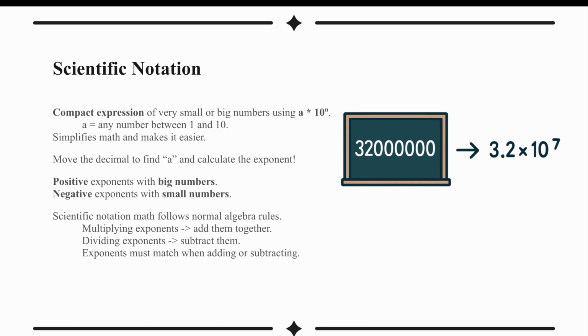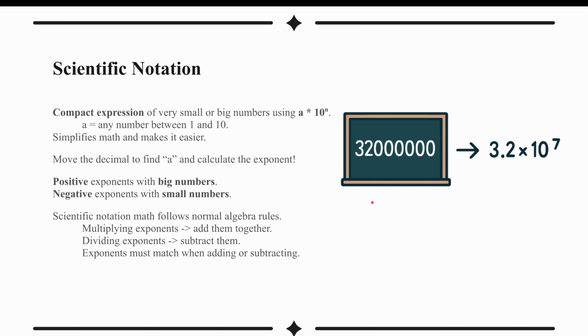Scientific notation is the compact expression of very small or very big numbers using the notation a times 10 to the n. A can be any number between 1 and 10. This simplifies math and makes it easier to do, especially on the MCAT. In order to write something in scientific notation, you need to move the decimal over to find a and then calculate the exponent that way.